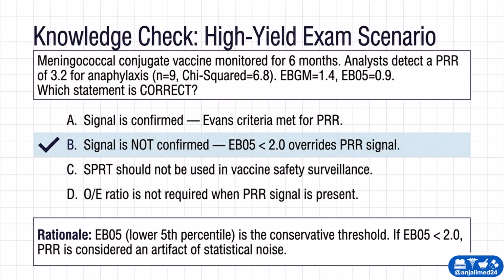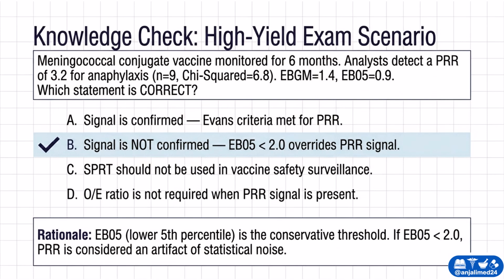Therefore, the correct answer is option B. The signal is not confirmed because EB05 is less than 2.0, which overrides the preliminary PRR signal. This question highlights an extremely important principle in pharmacovigilance. PRR alone is not sufficient to confirm a vaccine safety signal. Bayesian confirmation methods are used to determine whether the signal remains stable after adjusting for statistical uncertainty.